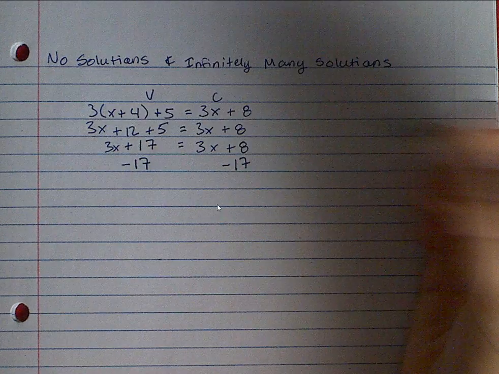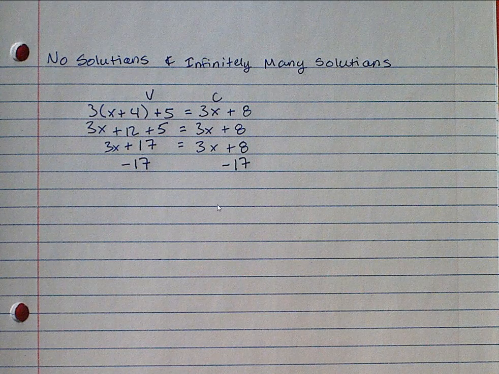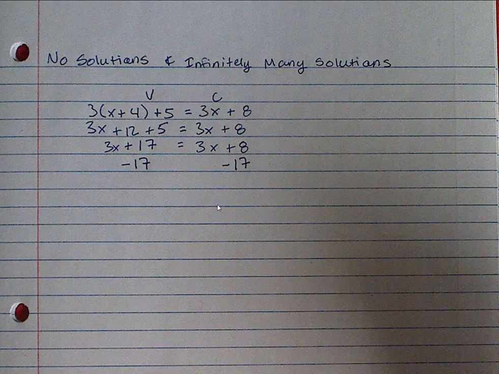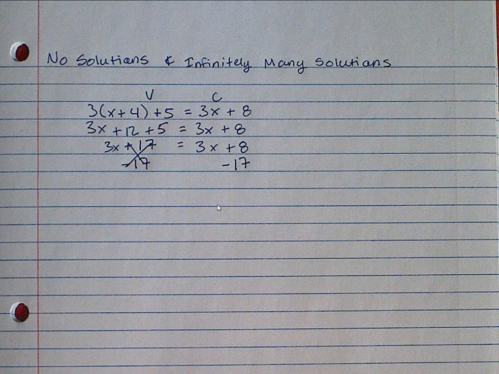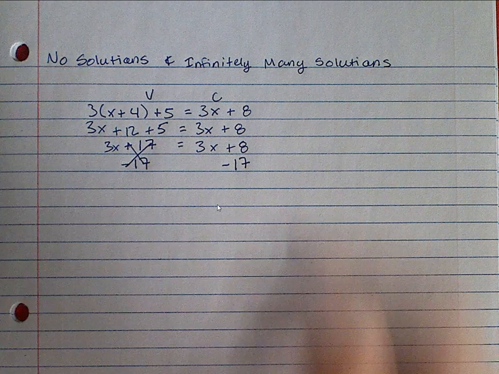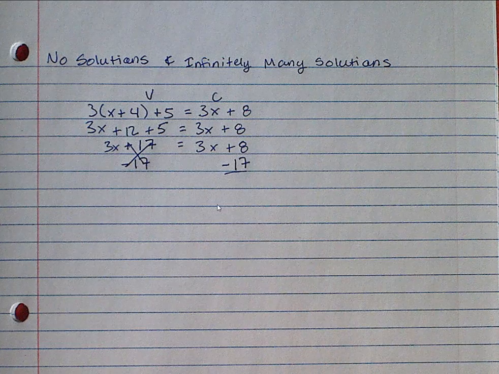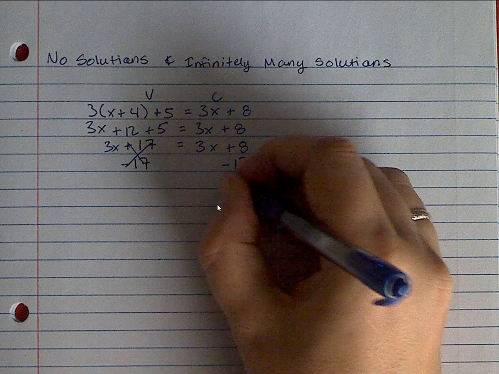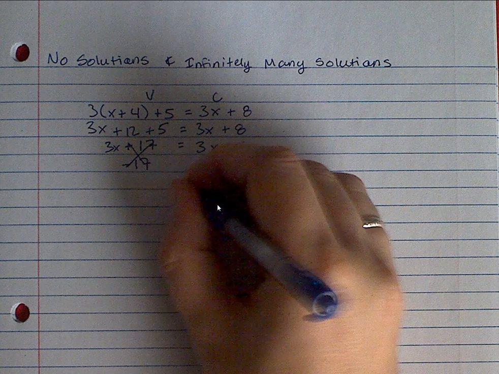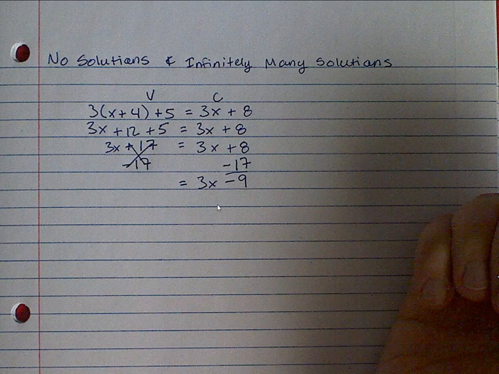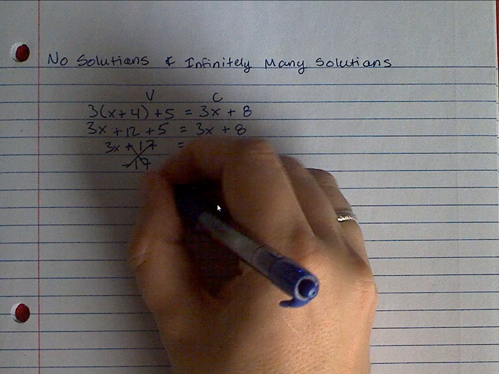So Michael, what does plus 17 minus 17 turn into? Okay, it turns into nothing. And then on the right-hand side, Michael, what does plus 8 minus 17 turn into? Negative 9. You drop everything else down. So 3x just comes down, equal sign comes down, and then 3x comes down. All right, cool.